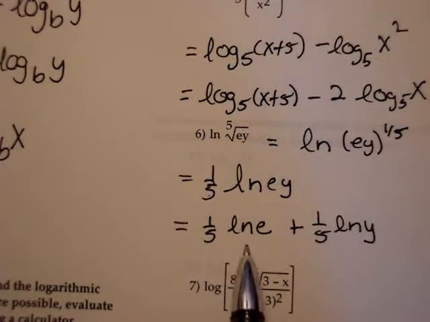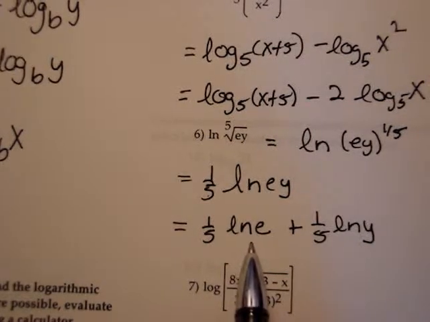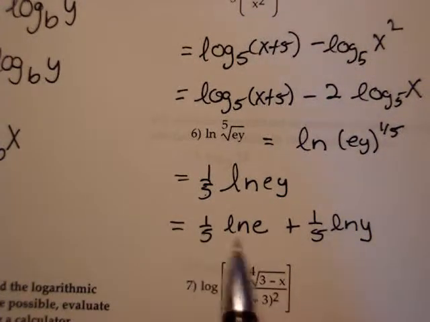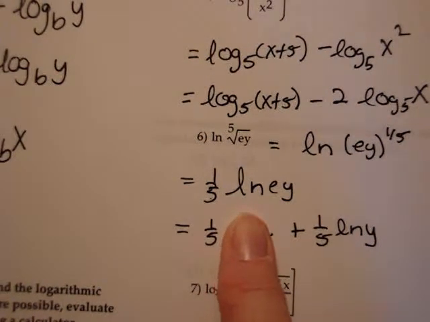Now I'm very happy because right here, what is the natural log of E? We just learned that. It's 1. So the final answer to this is really just 1/5. The natural log of E would be gone, plus 1/5 natural log of Y. Okay?